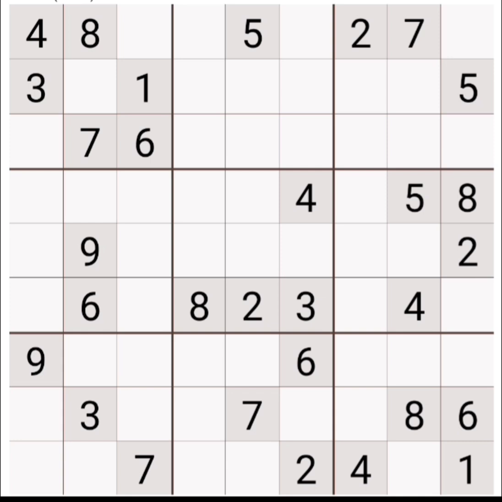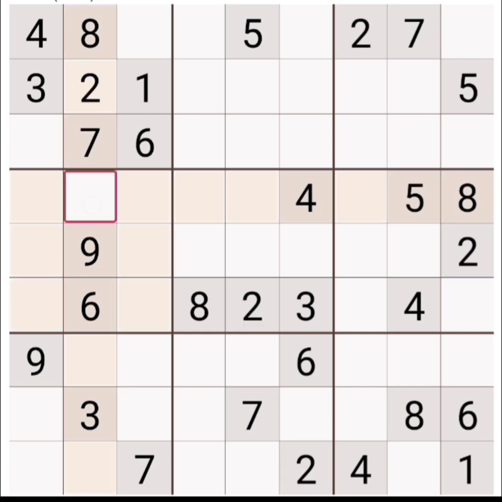So let us consider this second column. In the second column, 8, 7, 9, 6, 5 are there. 1, 2, 4, 5 are missing. But in the first box, you can see in this cell, 4, 1, 5 we cannot give the place to in this cell. So we'll write 2 here.